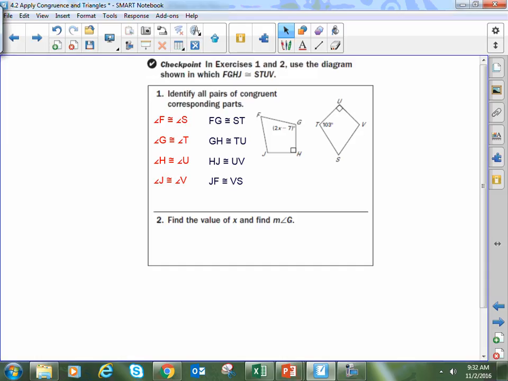Now looking at example 2, find the value of x and the measurement of angle G. Well, because the figures are corresponding to each other and they're congruent, angle G and angle T have to be the same. So we find that, hit those in the wrong order, G and T have to be equal to each other. So we say 2x minus 7 is equal to 103. Solve for x and we get 55. Substitute it back into the expression for angle G, and we show that that measurement also is 103 degrees, which is exactly what we should see.